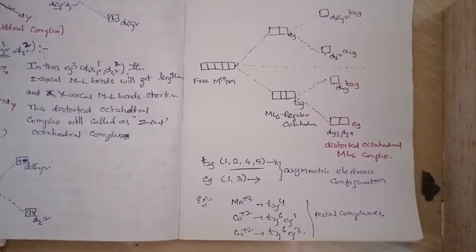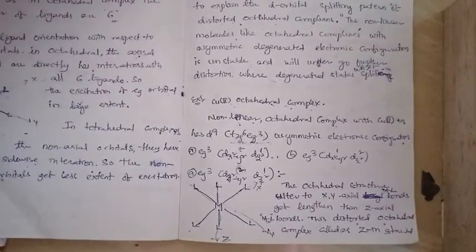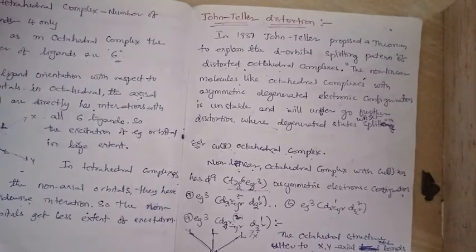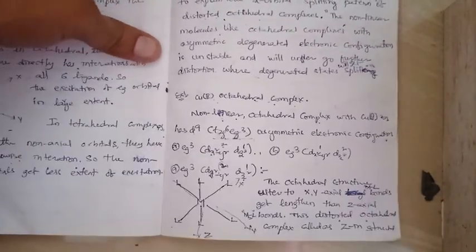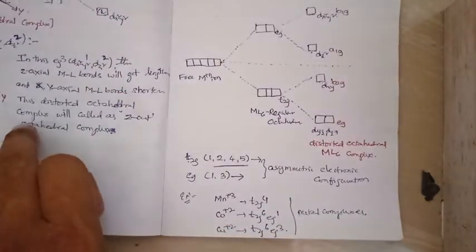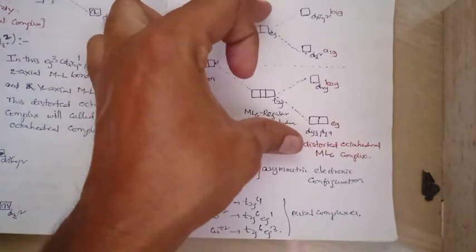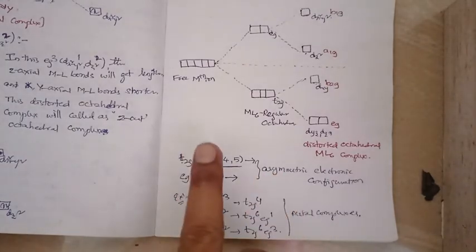So I think you might have got exactly what the Jahn-Teller distortion theorem is, and with one example I have given all the explanation of why it has distorted structures, why it has the splitting pattern and how it gets the splitting pattern. Exactly, I have given the explanation, right?